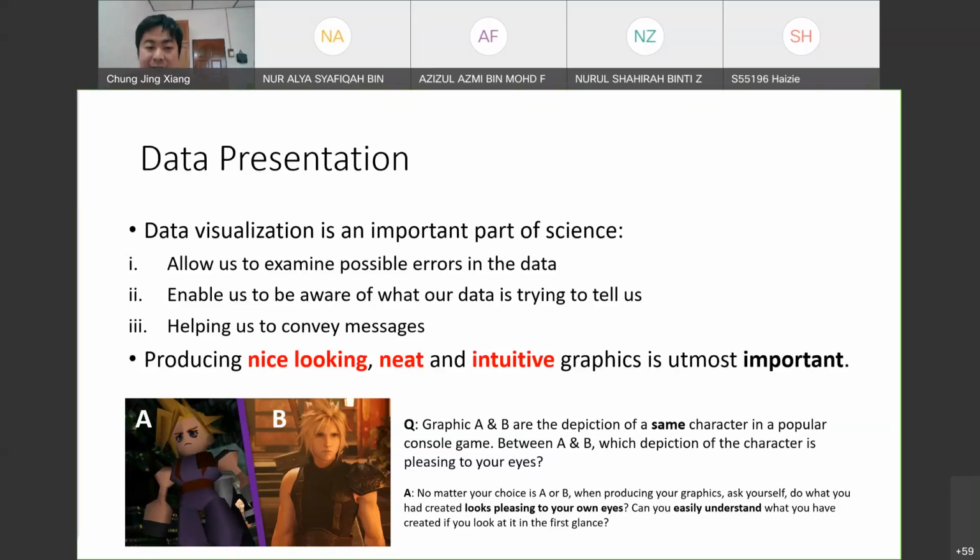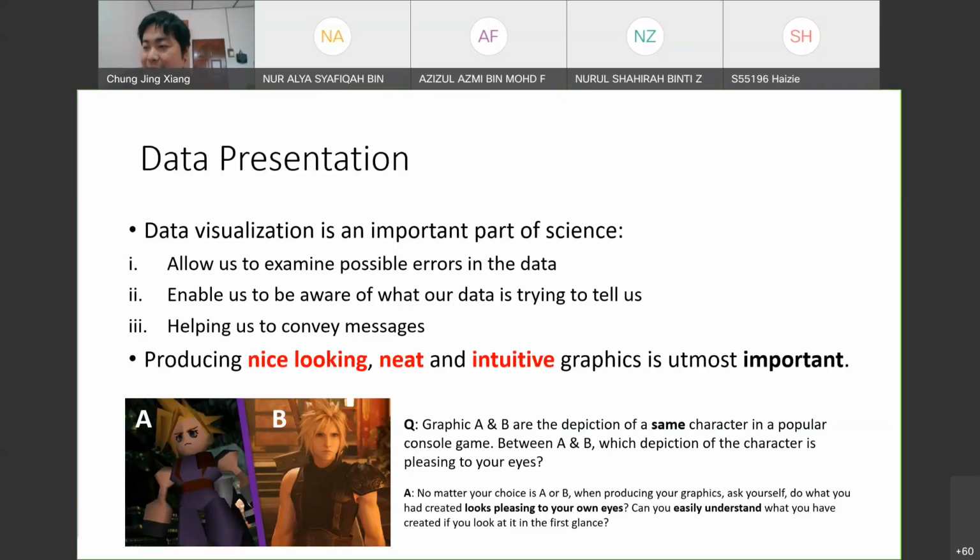So you can look at the example below. I have two graphics, A and B. Like I say, a picture is worth 1,000 words. So the question: graphic A and B depict the same character in a certain popular game. Between A and B, which one do you think is more pleasing to your eye?